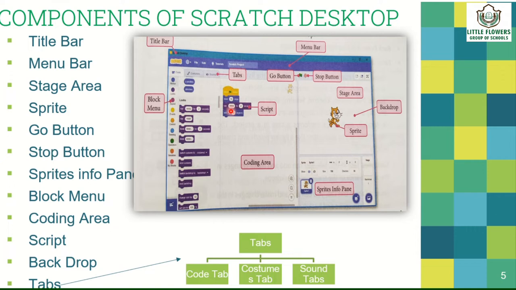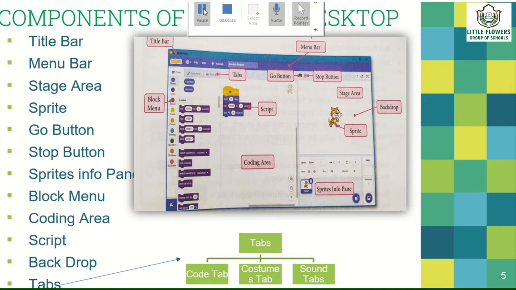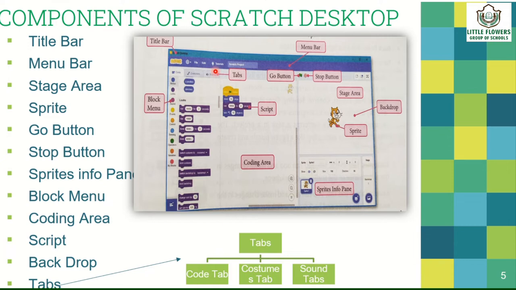Now next is our script. This is the script area, and a script is a collection of a number of stacked blocks. It gives stepwise instructions to the sprite to do something on the stage. A script is actually a program which gives instructions to the computer from a block, and a script must have at least two blocks.